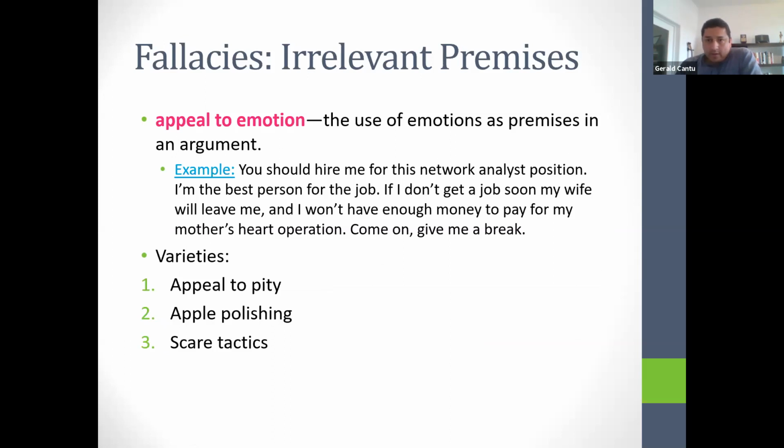Now we come to appeal to emotion, and this is when you use the emotions as premises in an argument. Take our example here. You should hire me for this position. I'm the best person for the job. If I don't get this job, my wife is going to leave me. I won't have a retirement. I need the income to buy this house. I have a child that I have to raise. So I need this job. I'm the best person for the job. In that case, you're using an appeal to pity. It's an appeal to emotion.